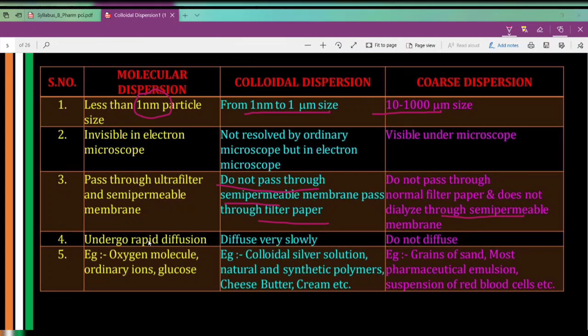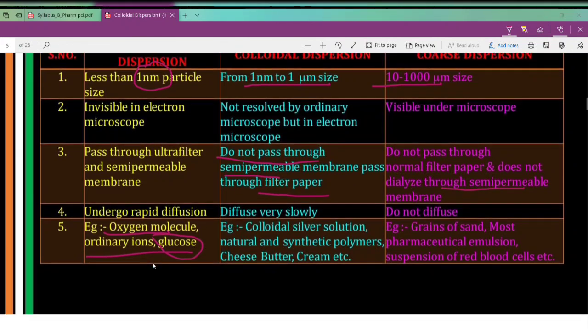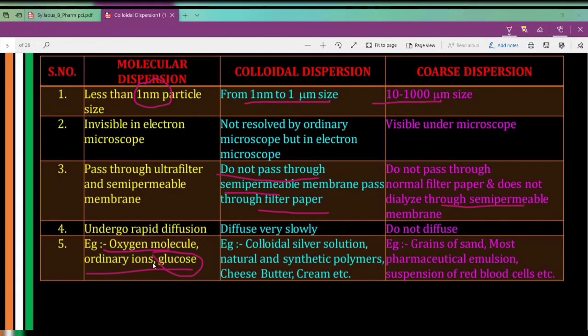The example, like glucose. Glucose is an example of molecular dispersion. Okay, oxygen molecule, glucose, this kind of thing. Mainly glucose is a very important example of molecular dispersion. But for colloidal dispersion, the examples are silver solution, natural or synthetic polymers, cheese, butter, cream. So polymers may be like xanthan gum. The natural polymers also, like acacia gum, tragacanth gum, these kind of things.